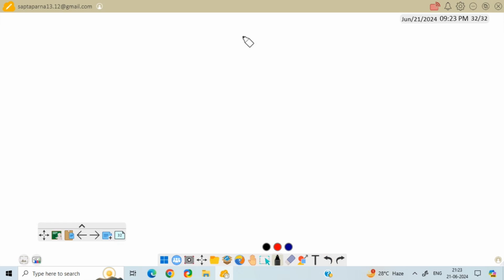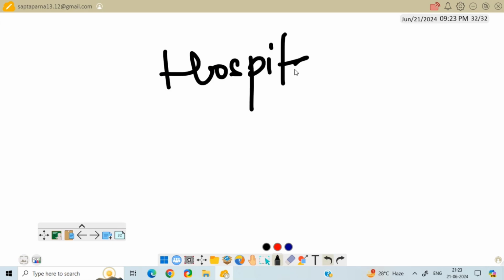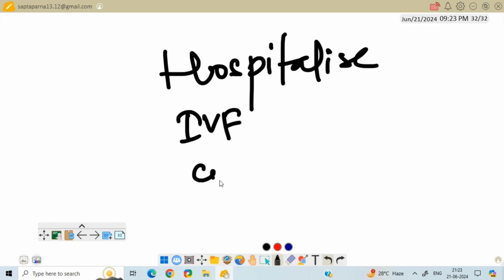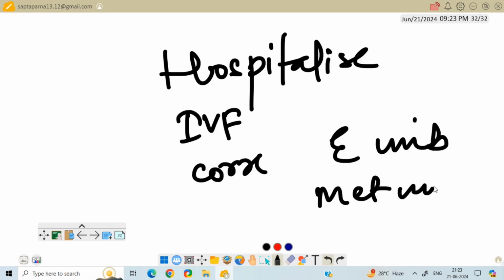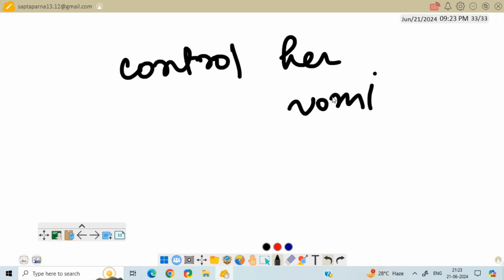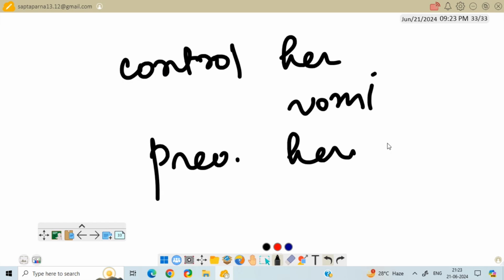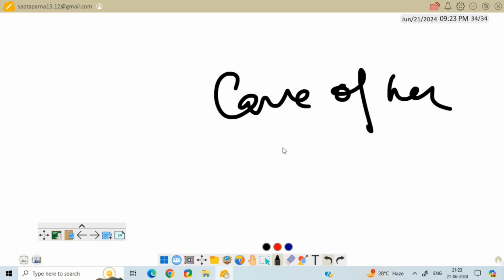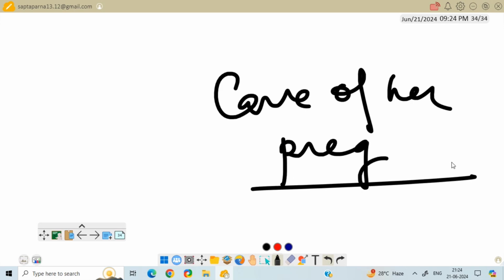Okay. Next, how do you manage? In case of hyperemesis gravidarum, you always have to hospitalize the patient. Next, what will you do? You will give her IV fluids and maintain her hydration. You have to correct her electrolyte imbalance and metabolic imbalance. These are the various principles. Next, you have to control her vomiting, prevent her complications, and also take care of her ongoing pregnancy. So these are the various principles in her management.